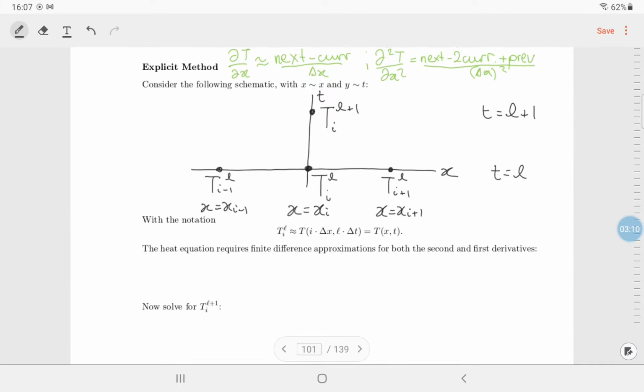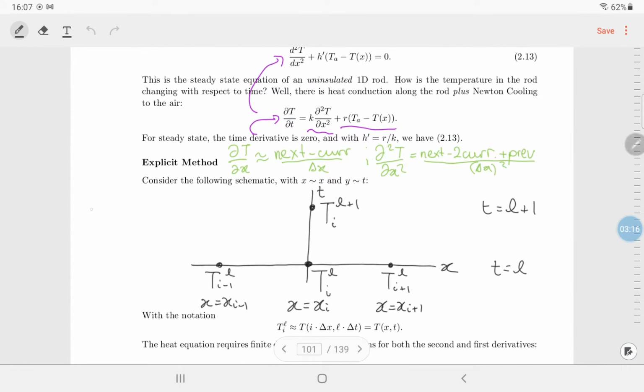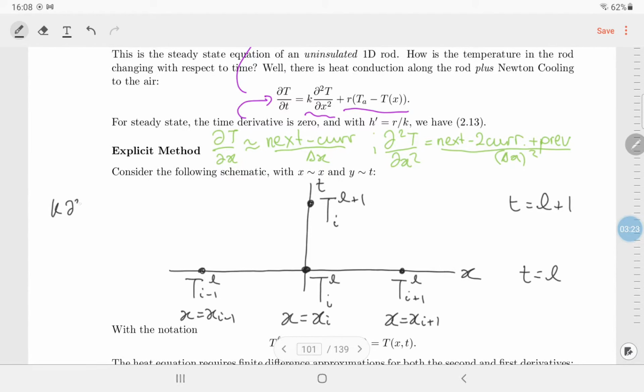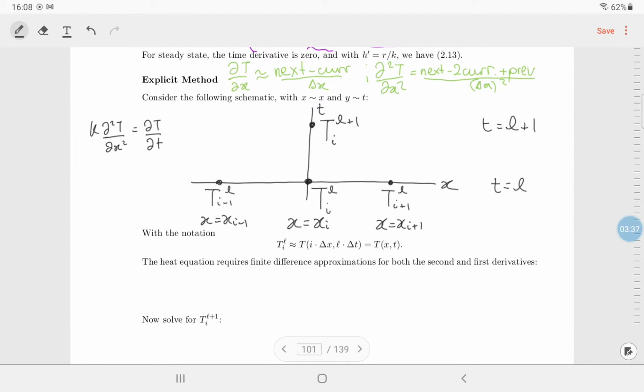Okay, so we're going to write down our little formula again from down here. It's k times the second derivative of temperature with respect to distance, equal to the derivative of temperature with respect to time. We're going to use the green formulas to approximate this. So approximating the left hand side, we'll fix our k, and now let's approximate the second derivative using the formula in the top right hand corner. We're trying to approximate this at distance x_i, time t_l.